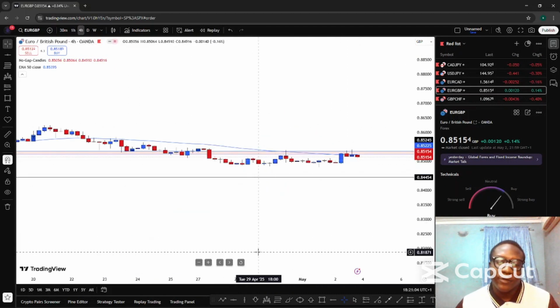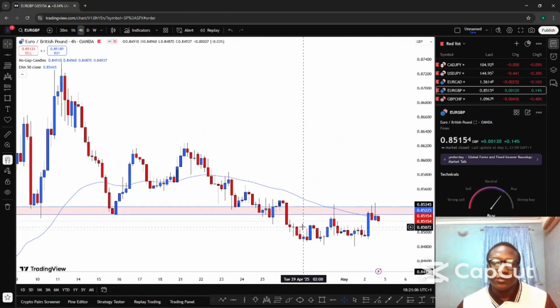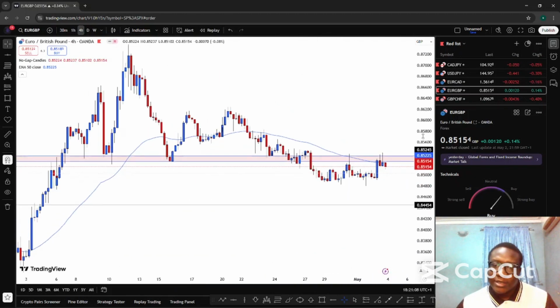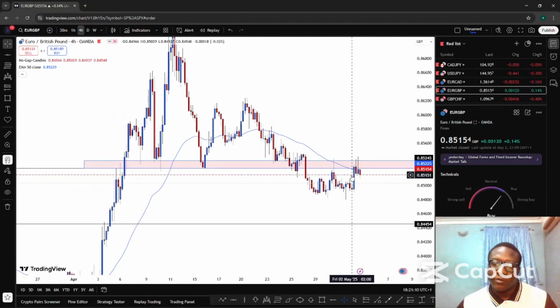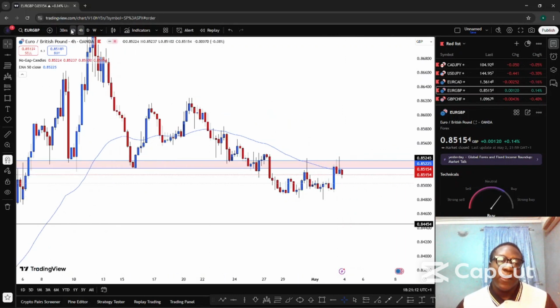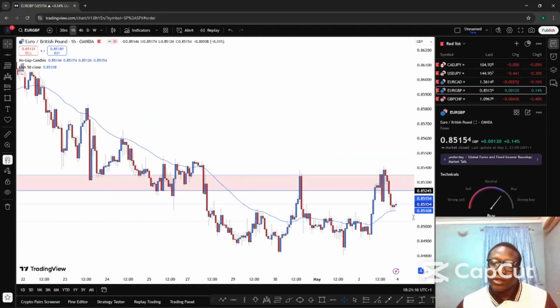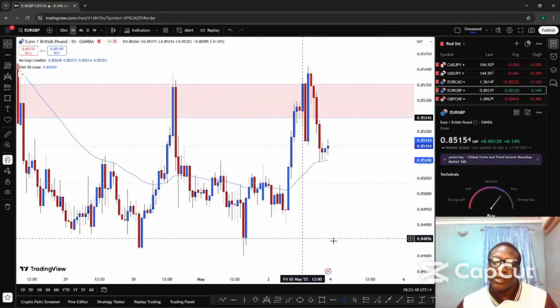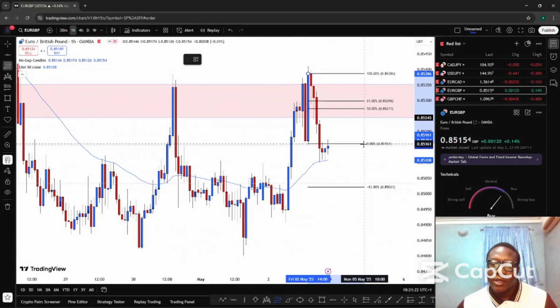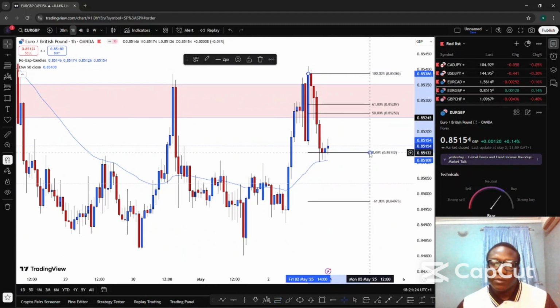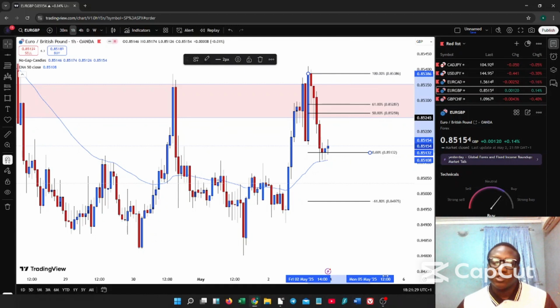On the 4-hour time frame, we can see that the market is already at our area of interest. So what would I be waiting for? I'll be going down to the lower time frame, which is the 1-hour time frame, to look for the market to give me a retracement into our 50 and our 61% retracement level for me to then look for the short position to the downside.